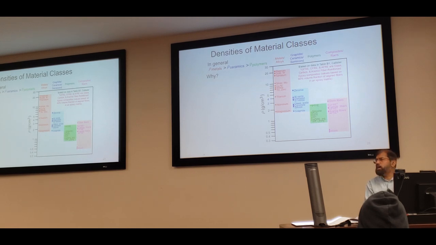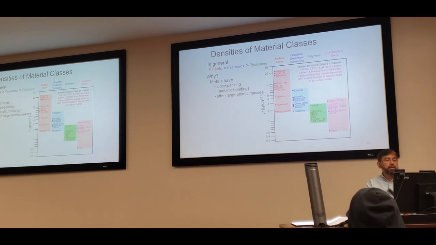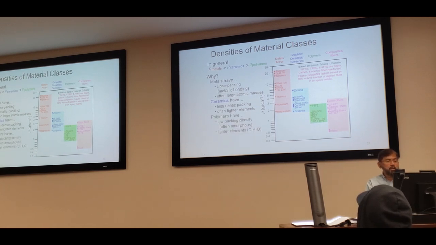Why is the density highest for metals? Because of the metallic bonding, because of the close packing. Exactly. The density is highest for the metals because of the close packing and large atomic masses. The ceramics have less dense packing, often lighter elements, and polymers have the lowest densities.